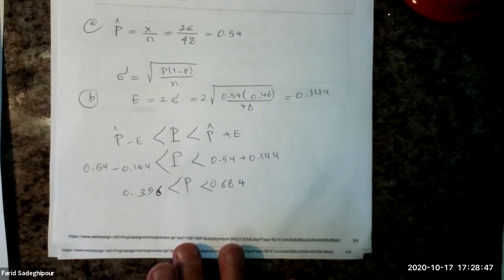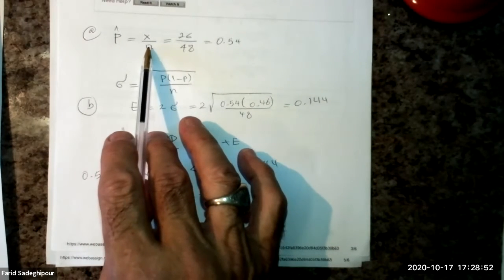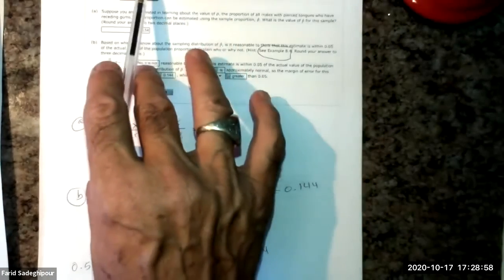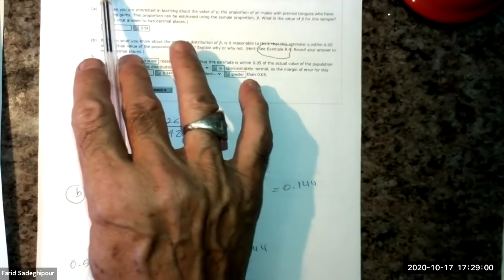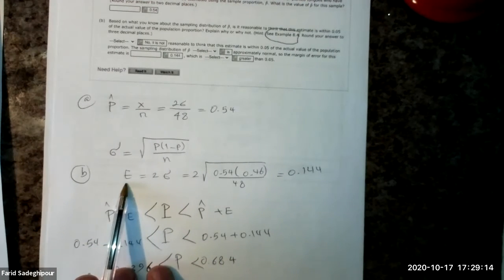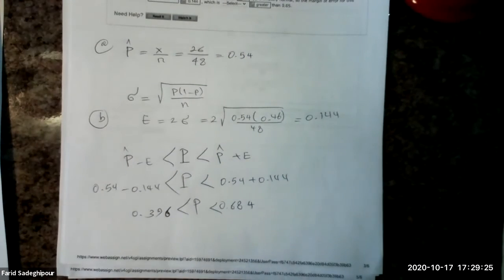We also show this in this example here. This is another example. P hat is always X over N: 26 participants out of 48. So that would be your P hat. They ask us to find the standard deviation. You calculate that. To find the margin of error, whatever this number is, you multiply by 2, and that gives you the range for the population.